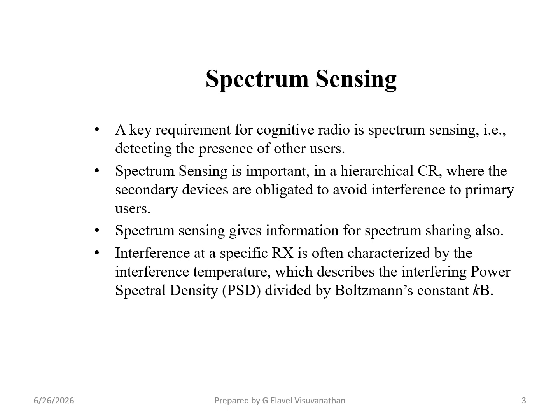Last, interference at a specific receiver is often categorized by the interference temperature, which describes the interfering power spectral density divided by the Boltzmann constant Kb. So interference at a specific receiver is often categorized by an interference temperature. With this temperature they can find out the power spectral density with the help of the Boltzmann constant.